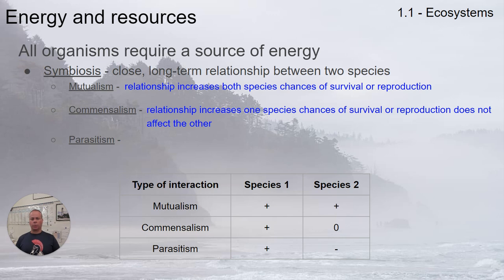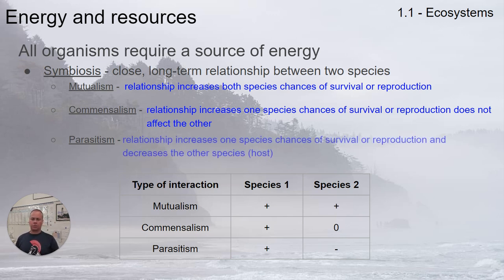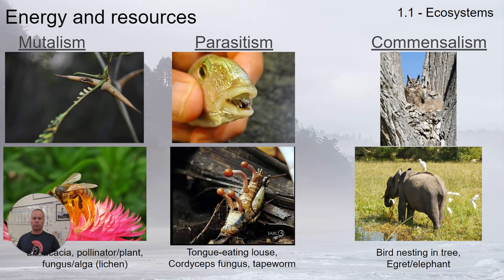Commensalism is a relationship in which one organism is benefiting, increasing its chances of survival or reproduction, but the organism it's living in association with is not affected. It doesn't benefit, but it also is not being harmed. So this is an example called commensalism. And then the third, which I'm sure you're familiar with, is parasitism. In parasitism, one of the organisms in the relationship is benefiting, but it's at the expense of, it's harming, another species. We call that the host, and it decreases the host's chance of survival and reproduction. So these are the three types of symbiotic relationships.